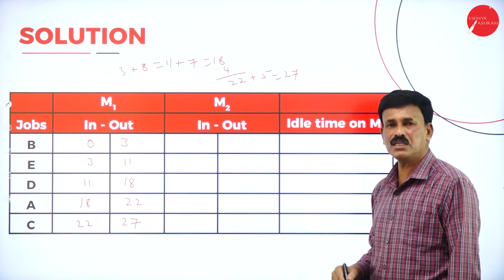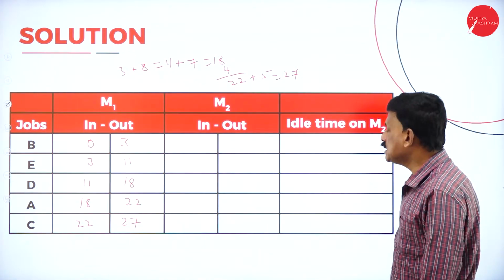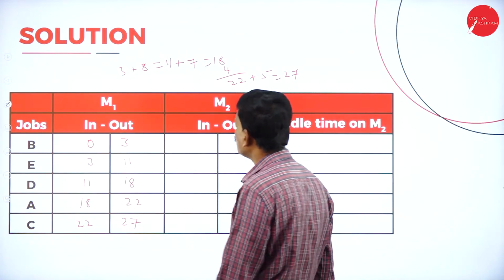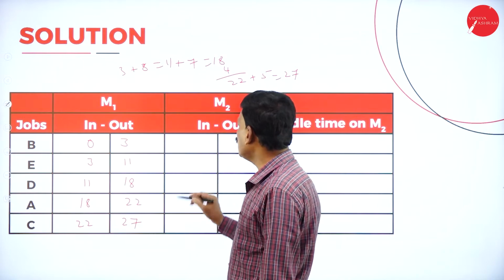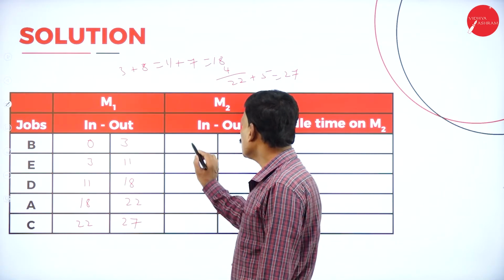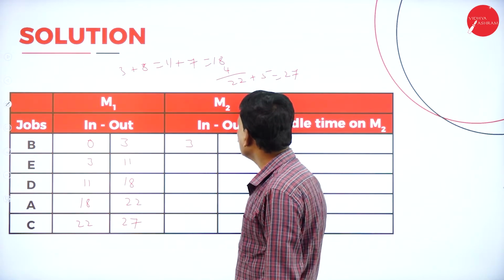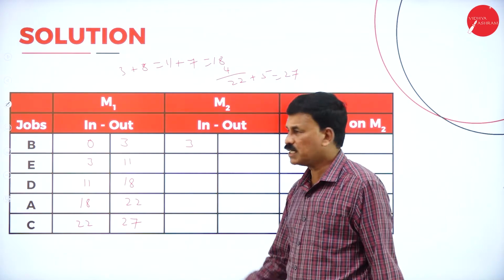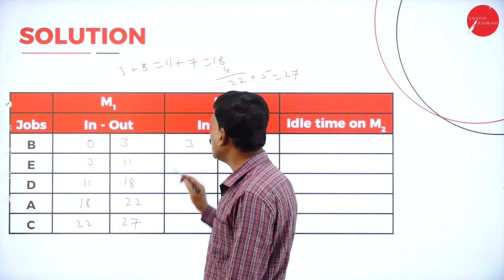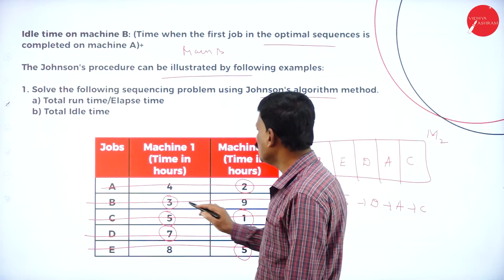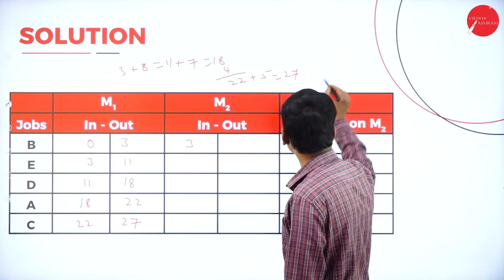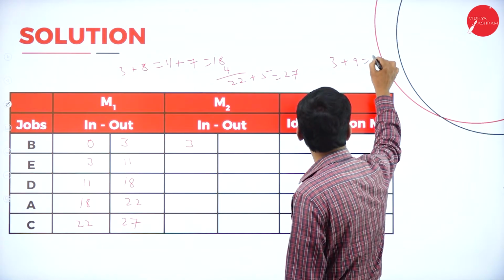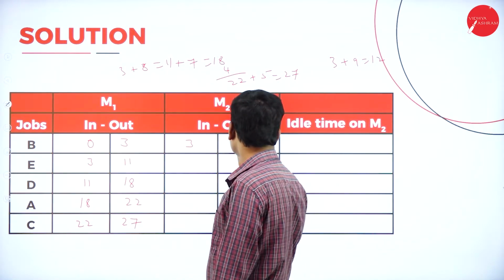Similarly, find out the in and out time for the machine 2. Initially, for the machine 2, we have to consider this. So here the in time will be 3. And what is the out time? Out time corresponding to B in M2, what is the time? We have 9 hours. So let us add 3 plus 9, that's equal to 12. This is 12, 3 to 12.